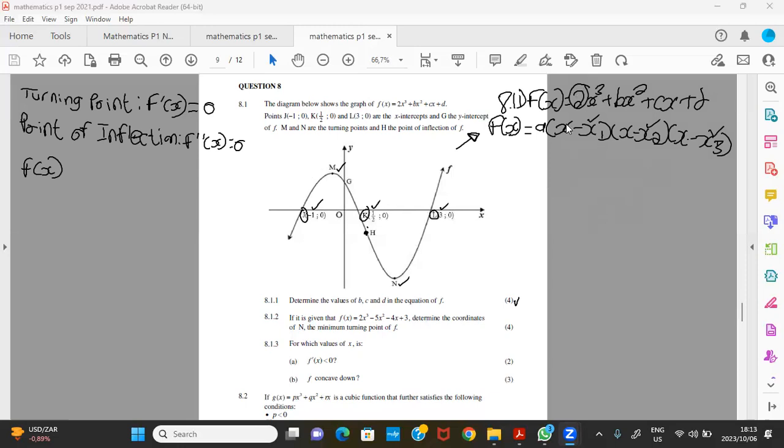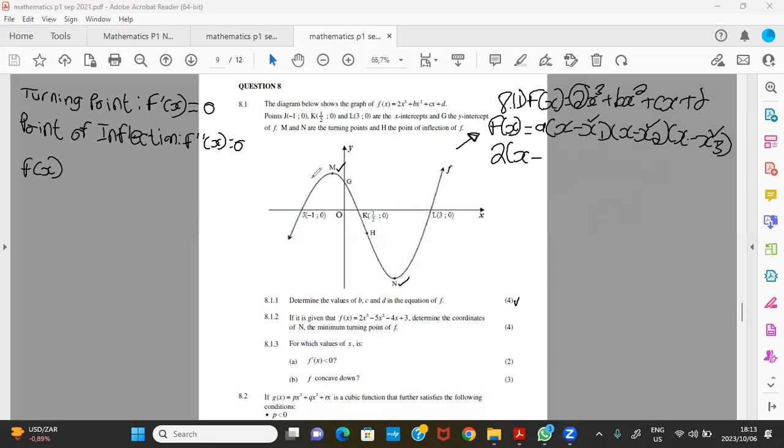So for my value for a, I'm just going to substitute now. It's 2. Then I'm going to keep the x, and it's x minus, right? So my first, let me erase here.